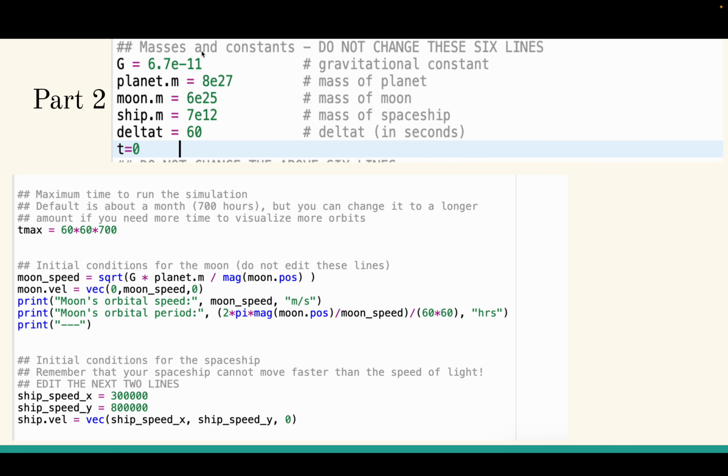And so for part 2, we were given the masses and constants. We didn't have to change any of that. And we were also given initial conditions and everything. No need to change those. But then down here, we found the ship speed and ship velocity for X and Y, or the ship's velocity, which we found using trial and error.